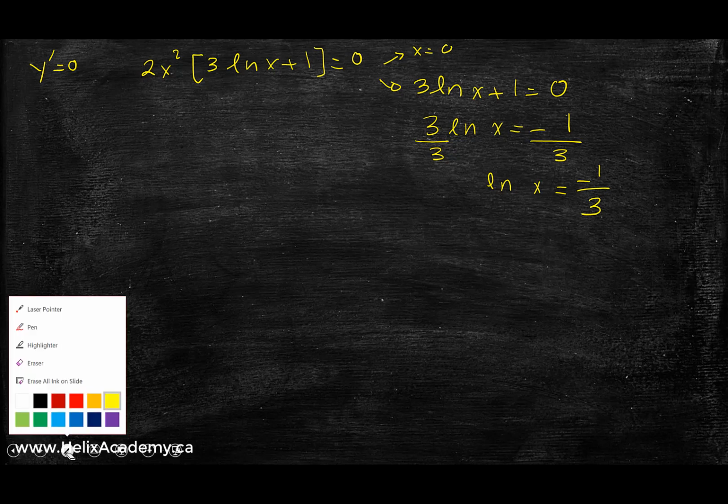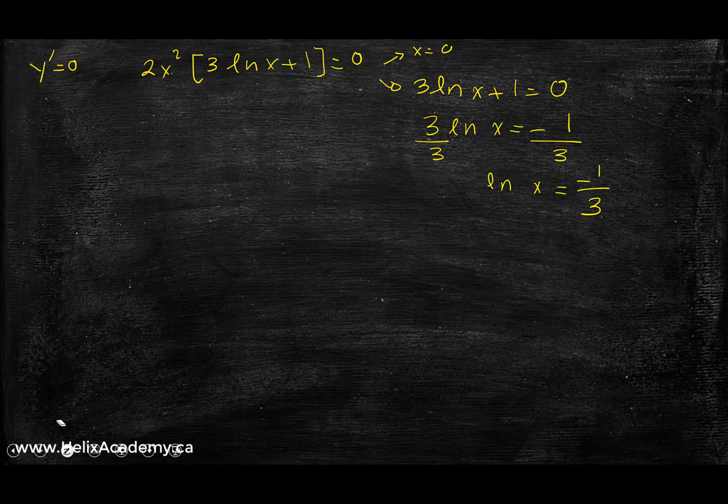I will explain that in a different color. Basically, ln of x, as you know, means natural log of x. Therefore, if I have ln of x equals -1/3, I have log e of x also equals -1/3. And by log rules, you know that x is equal to e to the -1/3. Okay, so that's basically my answer.